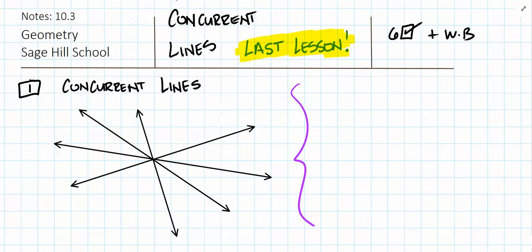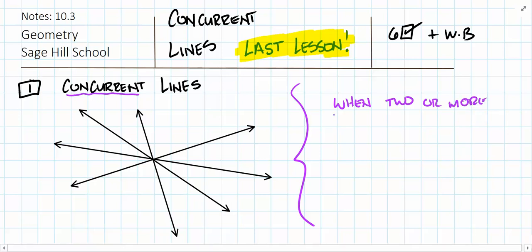So concurrent lines are, not congruent, concurrent. Make sure you read the word right. Concurrent is when two or more lines intersect in one point. The lines are said to be concurrent, and they all intersect right there in my one point.